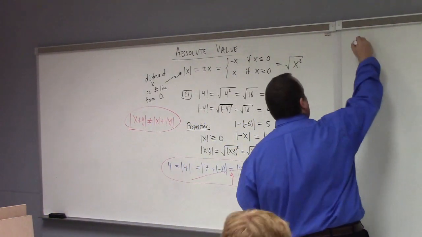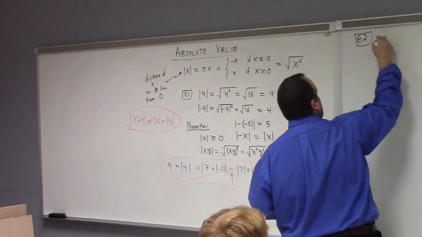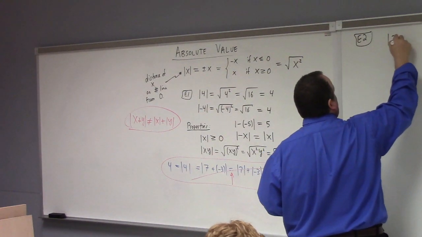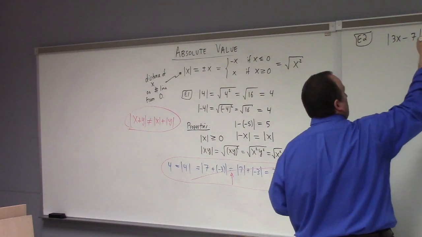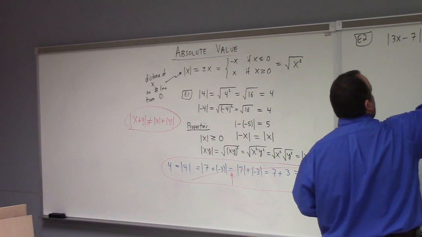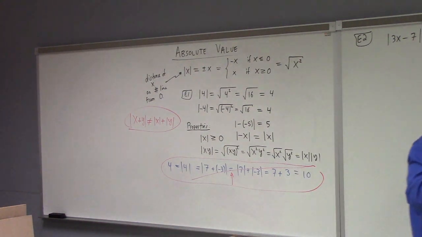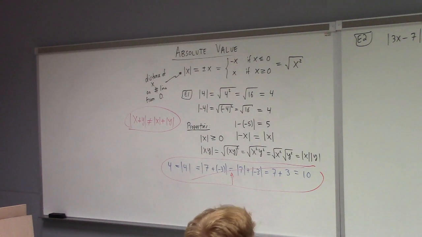So let's look at some examples. Let's try to solve some absolute value problems. How about the absolute value of 3x minus 7 equals, oh, I don't know, 1. Can we solve this equation involving the absolute value? Let's see how we do it.